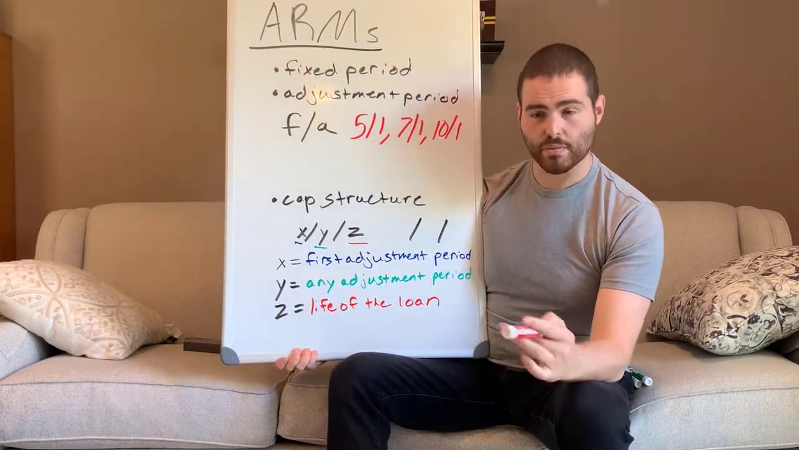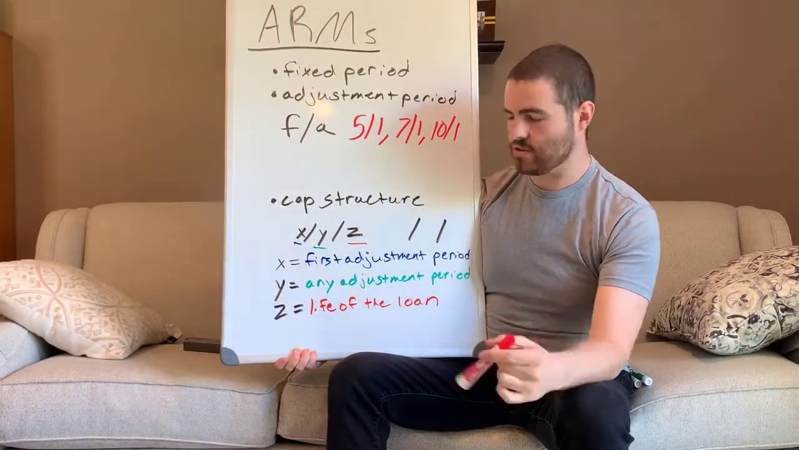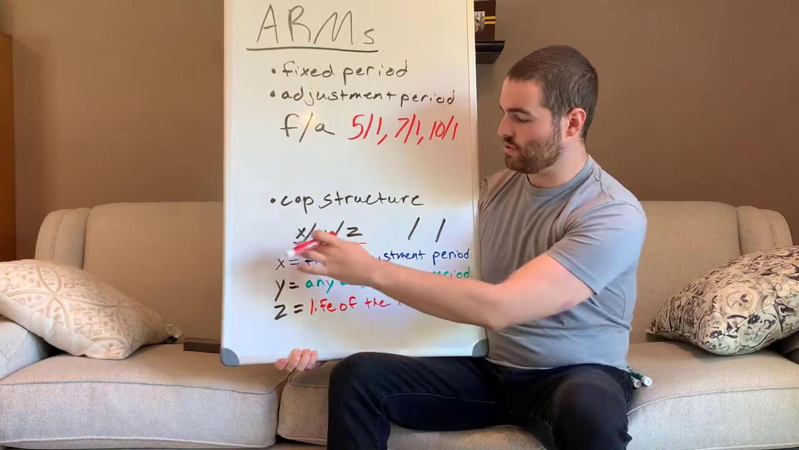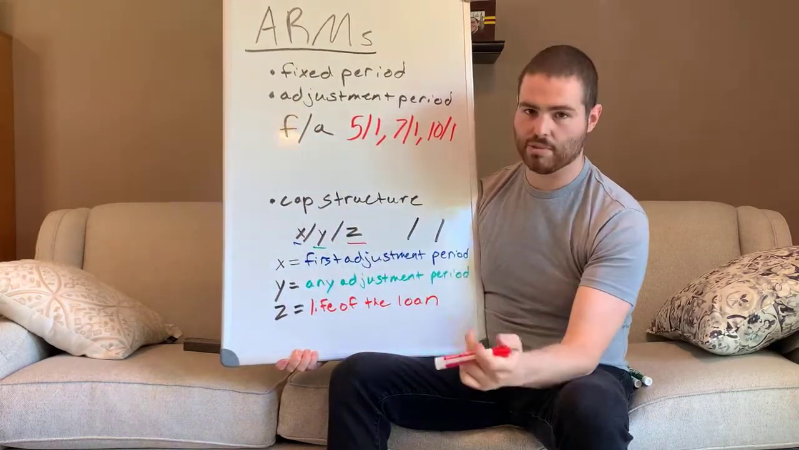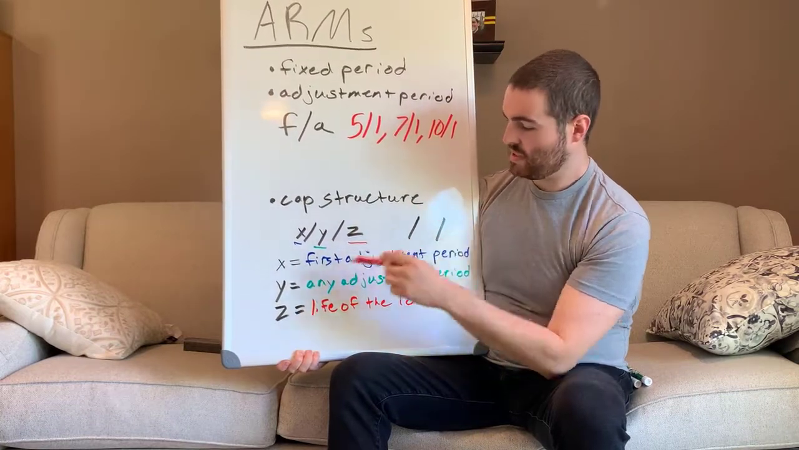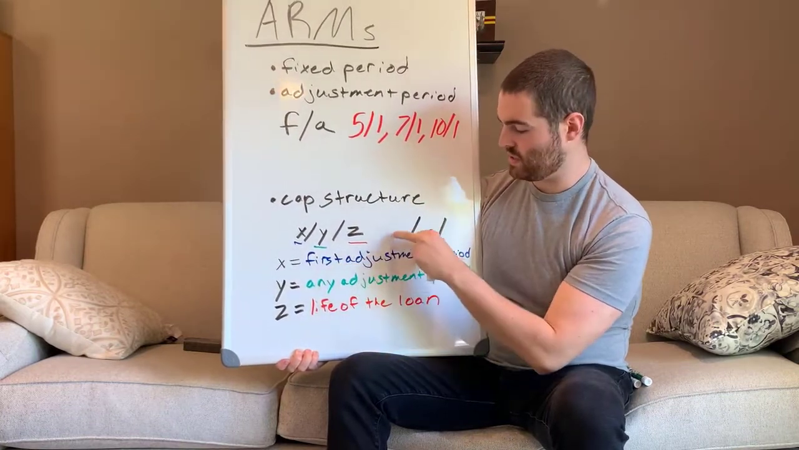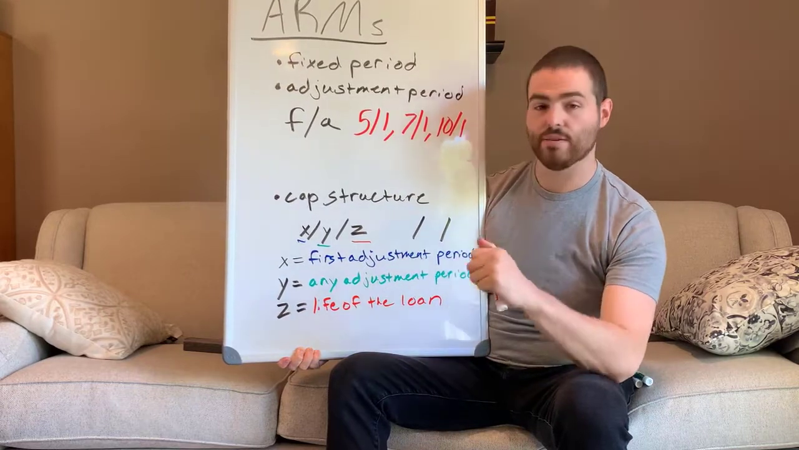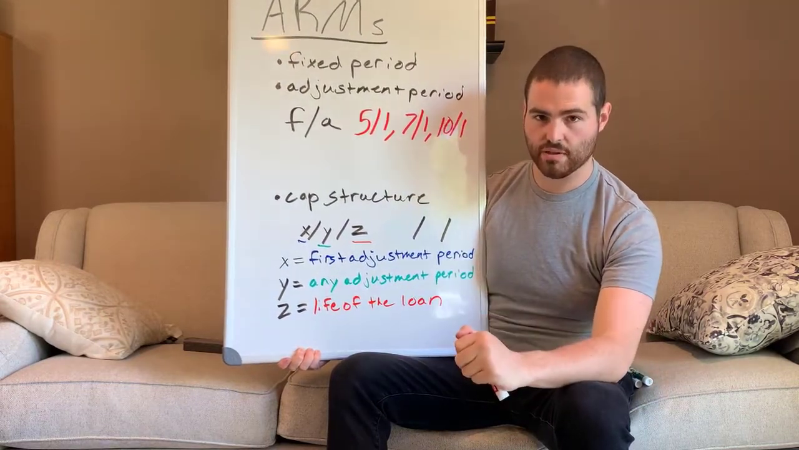The next part we want to take a look at is called the capitalization structure, or cap structure. And this you're going to have three numbers separated by slashes. So I've called these X, Y, and Z. X is always how much the interest rate can adjust in the first adjustment period.